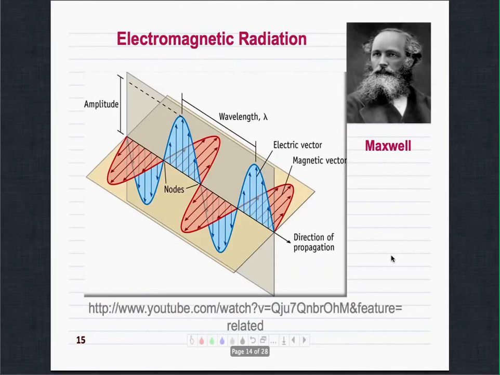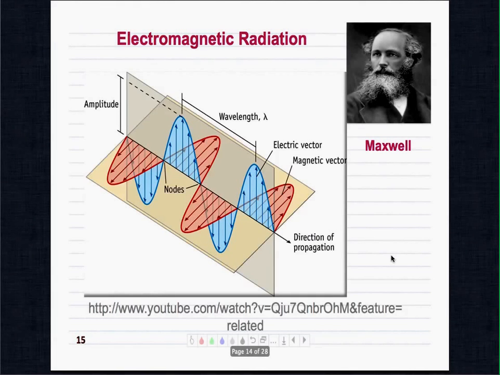So what are all of these radiations that I talked about? They were first talked about by Maxwell, and we call them electromagnetic because they have an electric vector and a magnetic vector. And as the wave is propagating, those two vectors are perpendicular to each other.